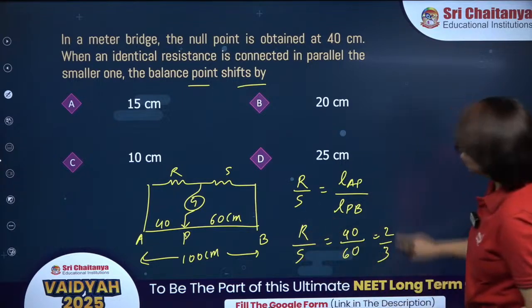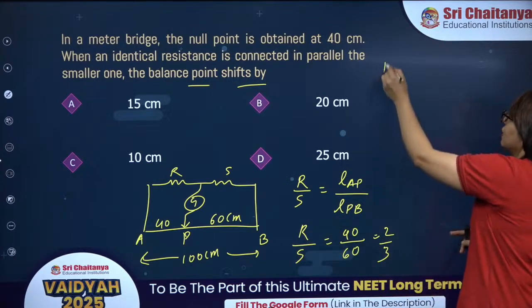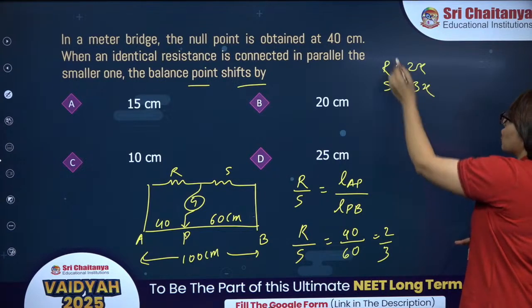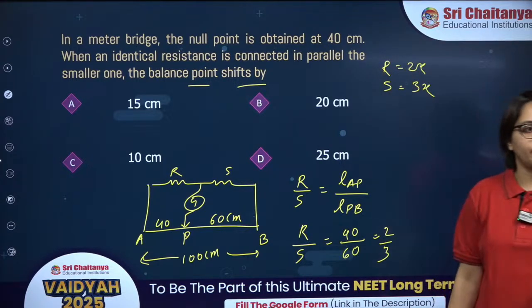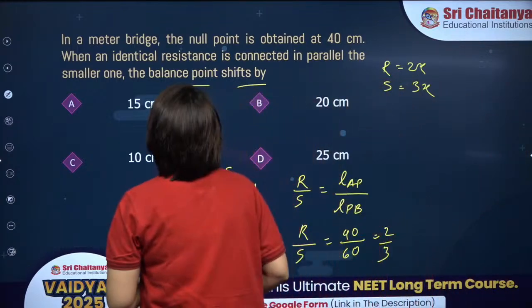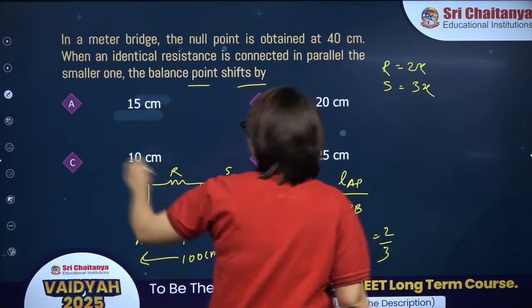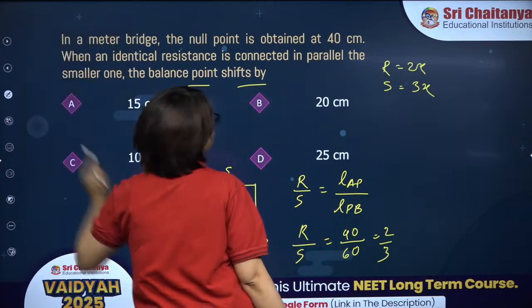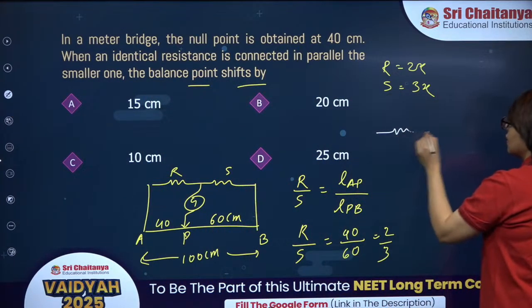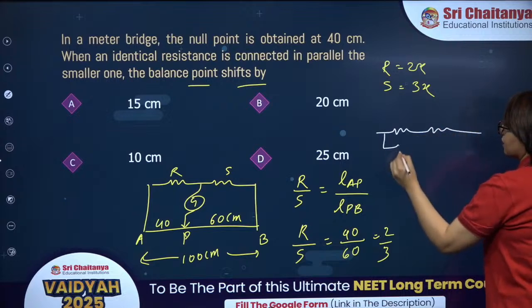R upon S is 2 by 3. That means if R is 2x, then S is 3x. So out of these two, which one is smaller? R is smaller, right? Out of R and S, R is smaller. So now what we are doing is, we are connecting one identical resistance in parallel with the smaller, that is R. So this is the new setup.